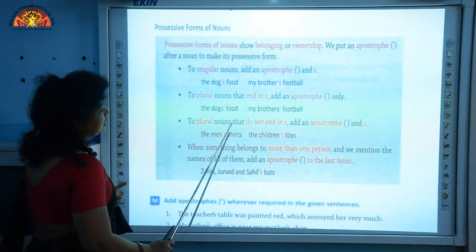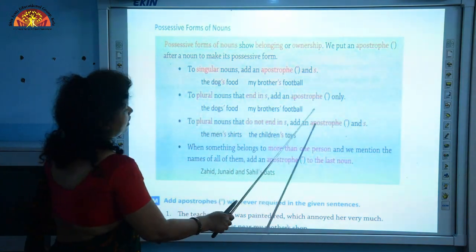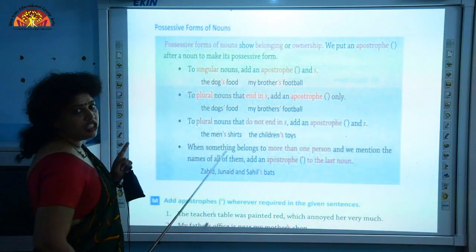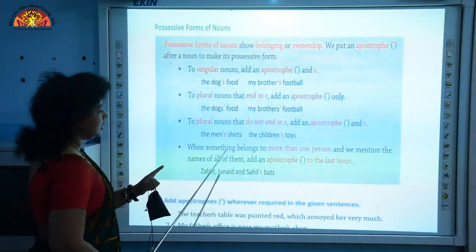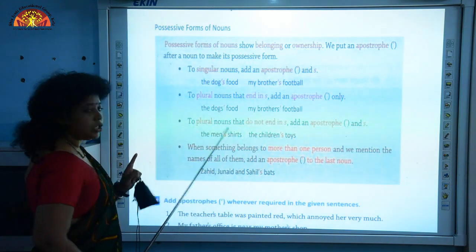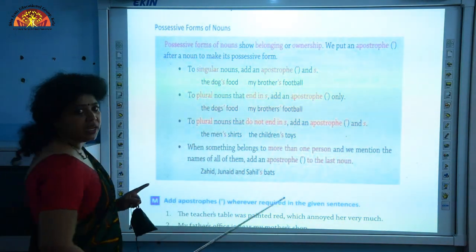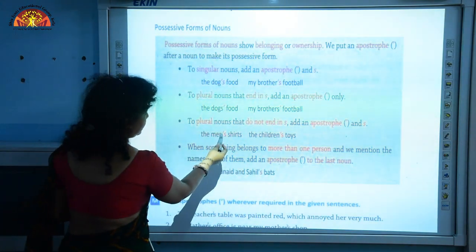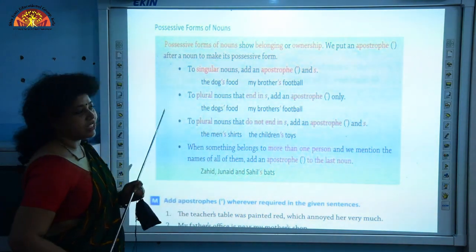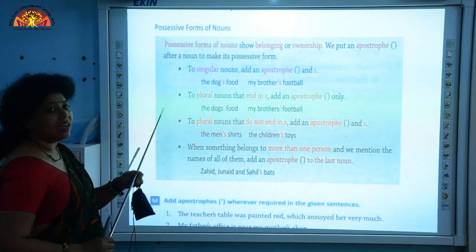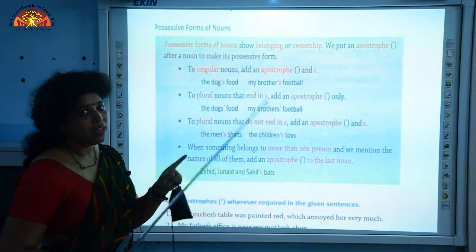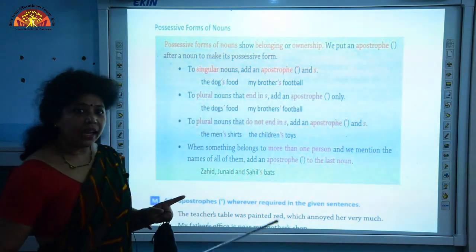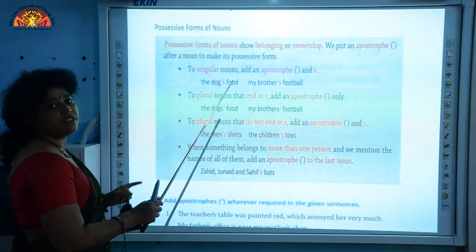To plural nouns that do not end in S, add an apostrophe and S. For example, the men's shirts, the children's toys. Men is a plural and children is also plural, and both these words do not end in S, so we use an apostrophe and then an S. The summary is that words that end with S take only an apostrophe, and words that do not end in S take an apostrophe and an S.